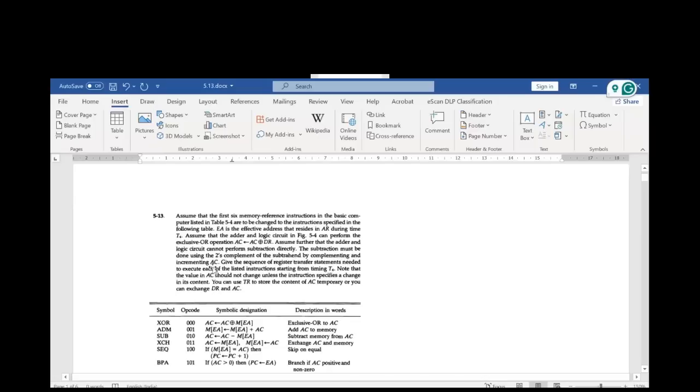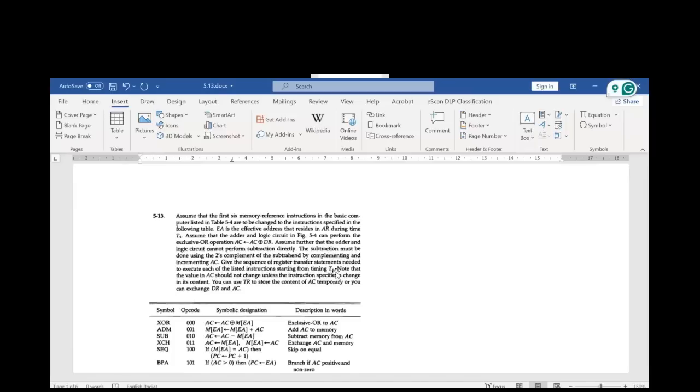Give the sequence of register transfer statements needed to execute each of the listed instructions starting from timing T4. We know that all our memory reference instructions start from timing signal T4. T0, T1 is for fetch, T2 is for decode, T3 is for fetching the effective address. So the execution of instruction starts from timing signal T4.